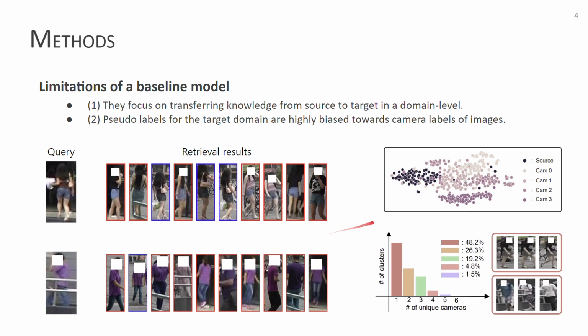The baseline model mainly has two limitations. First, they focus on transferring knowledge from source to target in a domain level. Secondly, pseudo-labels for the target domain are highly biased towards camera labels.